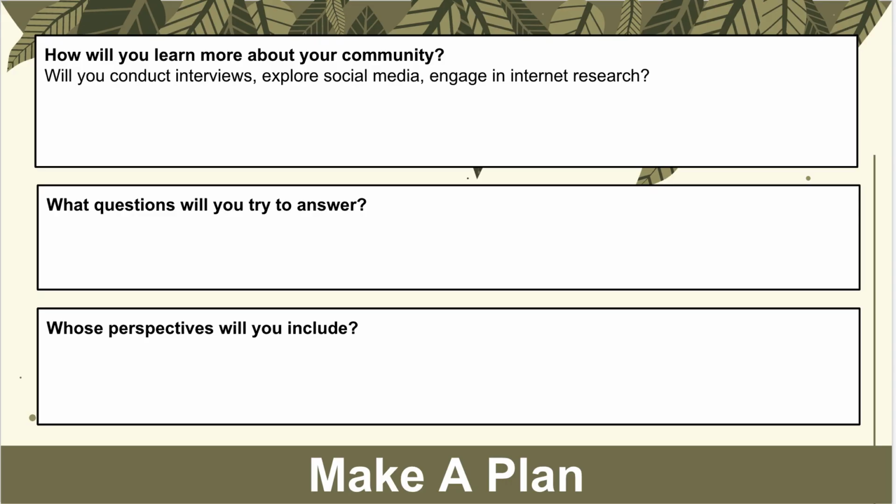So the students in their first independent work would be given some guiding questions that help them think about design. How will you learn more about your community? What questions will you try to answer? What perspectives will you include? This forces students to think about how they're going to go about beginning to understand the inspiration that exists within their community.